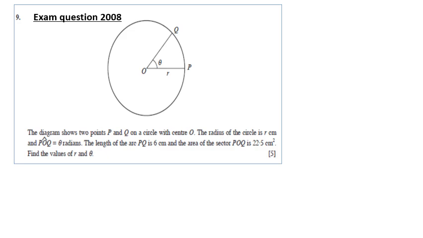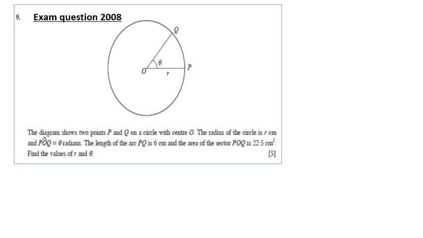So now I'm going to go through this exam question. It's quite an old question, but still a really good one. What they've done here is they've given us a diagram, points P and Q on the circle, the centre is O, and they tell us that the radius is r and the angle POQ is theta radians.